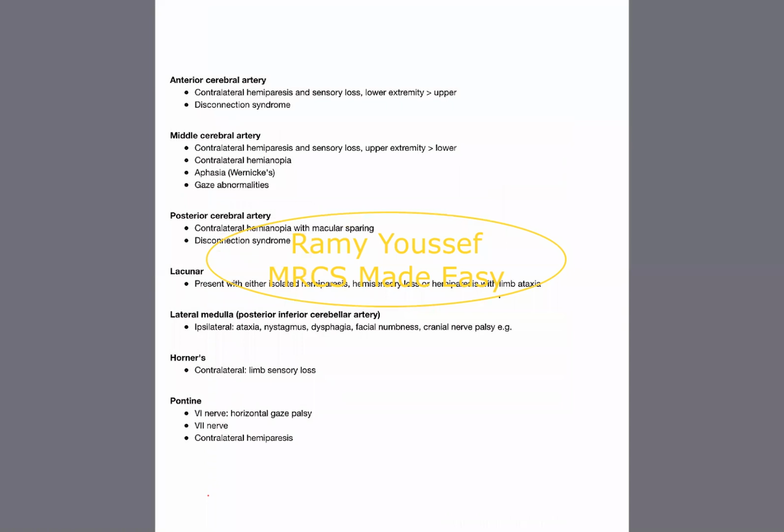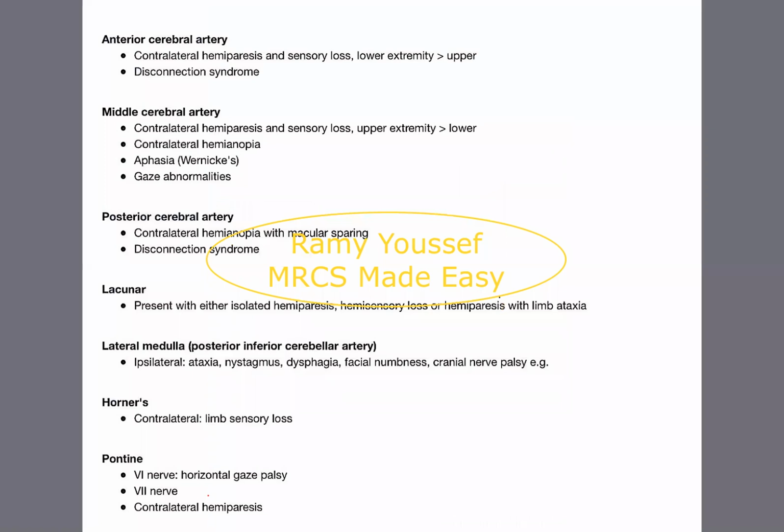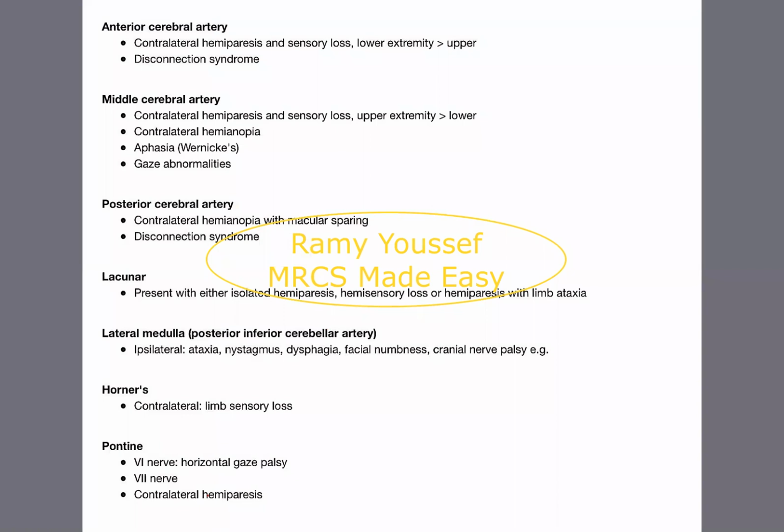Exactly as we said here, the anterior cerebral artery affects the lower limbs more than the upper. In the middle cerebral artery, the upper limb is affected more than the lower, with contralateral hemianopia, Wernicke's aphasia and gaze abnormalities. In the posterior circulation, contralateral hemianopia with macular sparing, and we have many manifestations for the posterior, not only contralateral hemianopia. Okay.